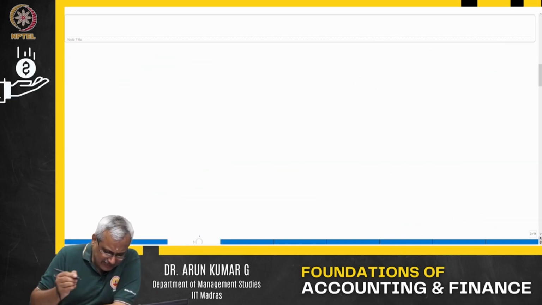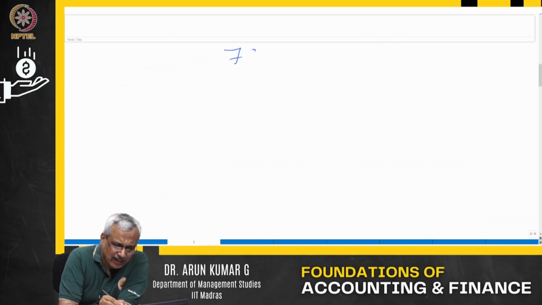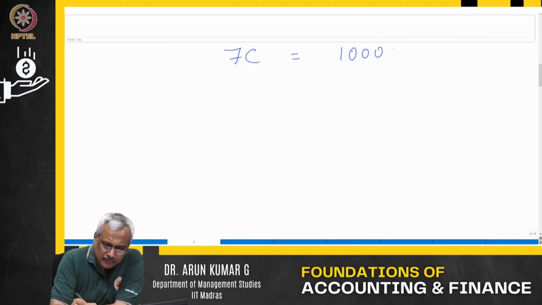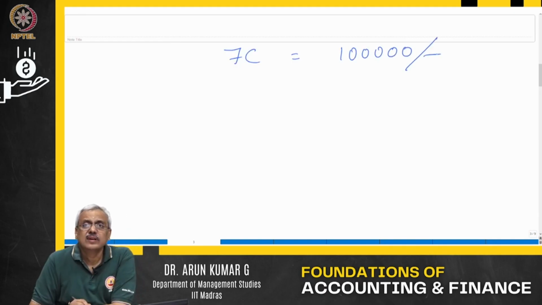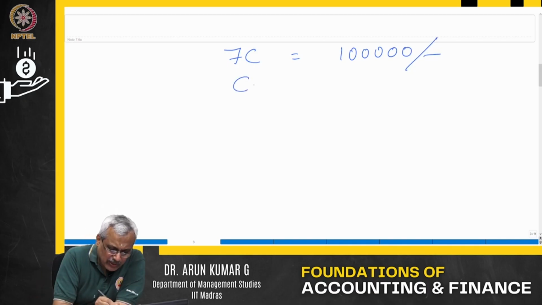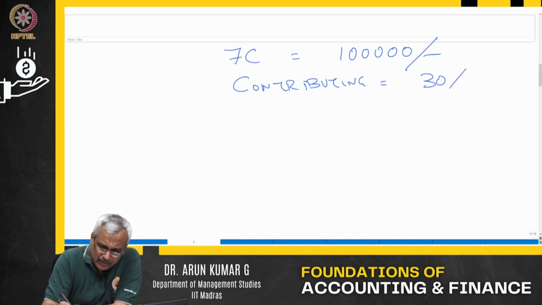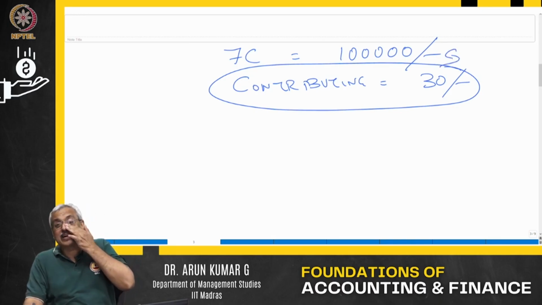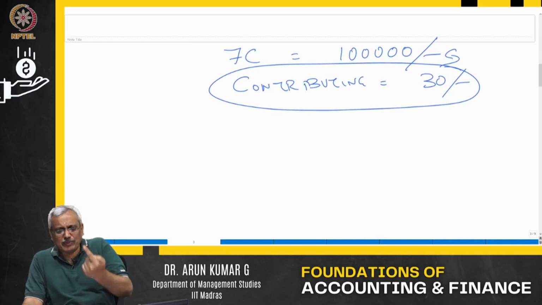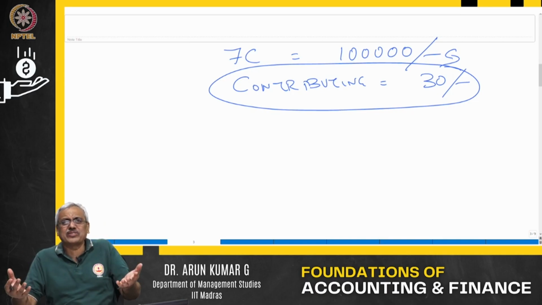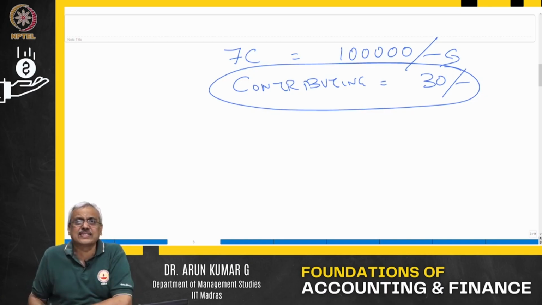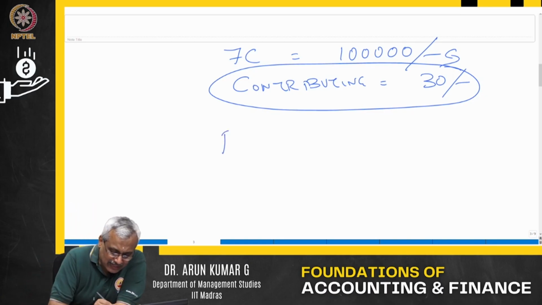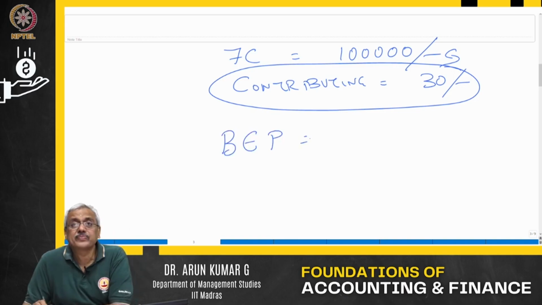Now, in this particular case, what is the fixed cost? My fixed cost is about 1 lakh. Every unit I manufacture and sell is contributing 30 rupees. How many 30 rupees do I have to get in order to cover this total fixed cost of 1 lakh? How many units do I have to sell, because each unit is giving me 30 rupees, so that my fixed cost gets covered? That is what we call the break even point, BEP.